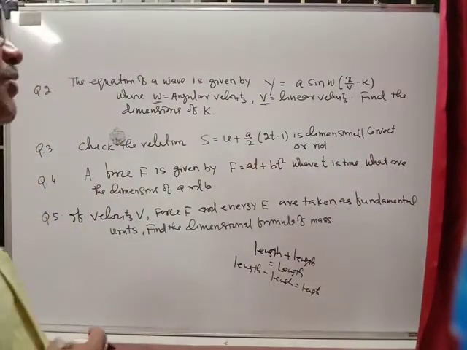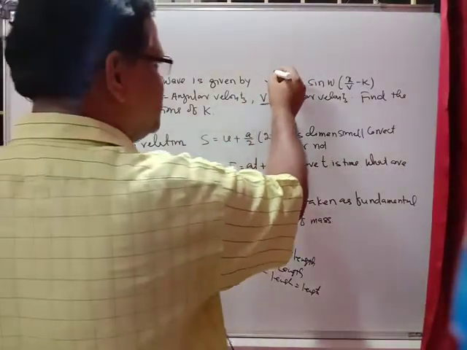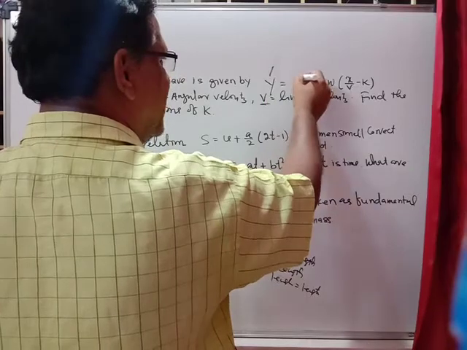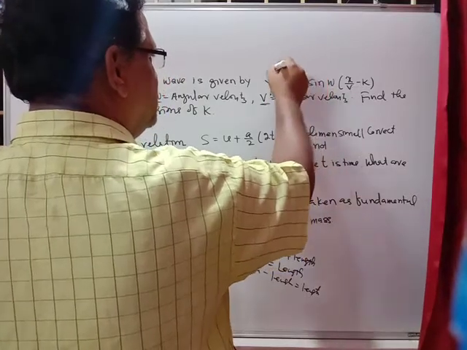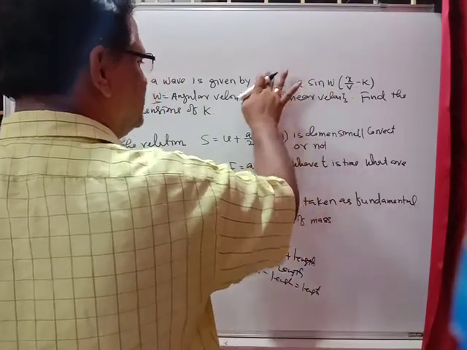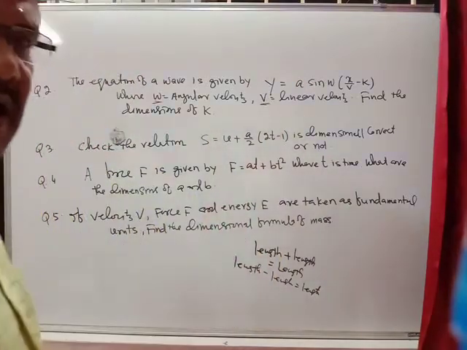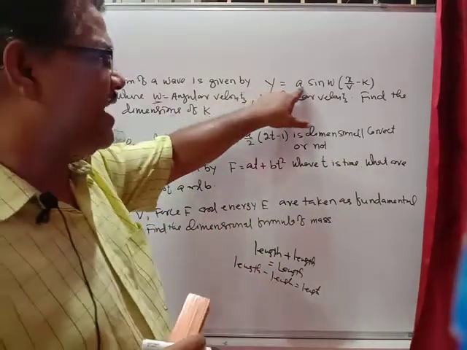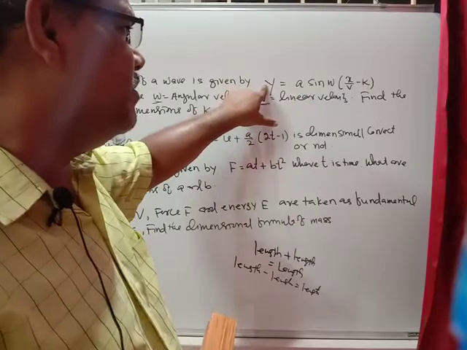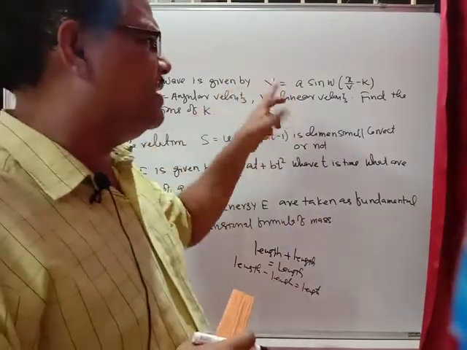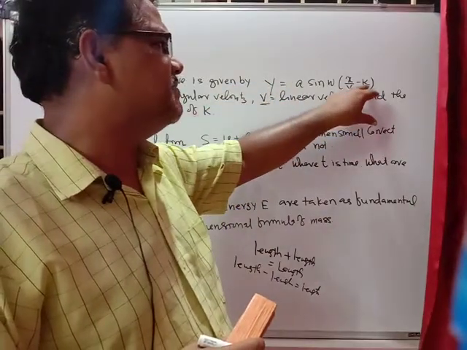So in the equation, you know that y is the displacement, and a is also a displacement, the amplitude. So both are displacements, the dimension of a equals L and the dimension of y equals L. But we should not focus on these, because the question is asking to find the dimensions of k.